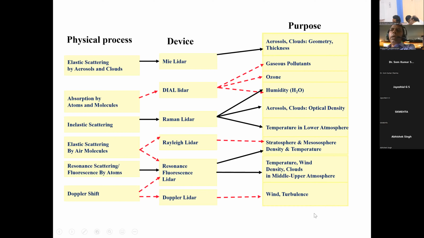So what you see here, a single instrument or the single term you are using, depends on the purpose. It can cover the whole range of the study of the atmosphere. So that's what it means.